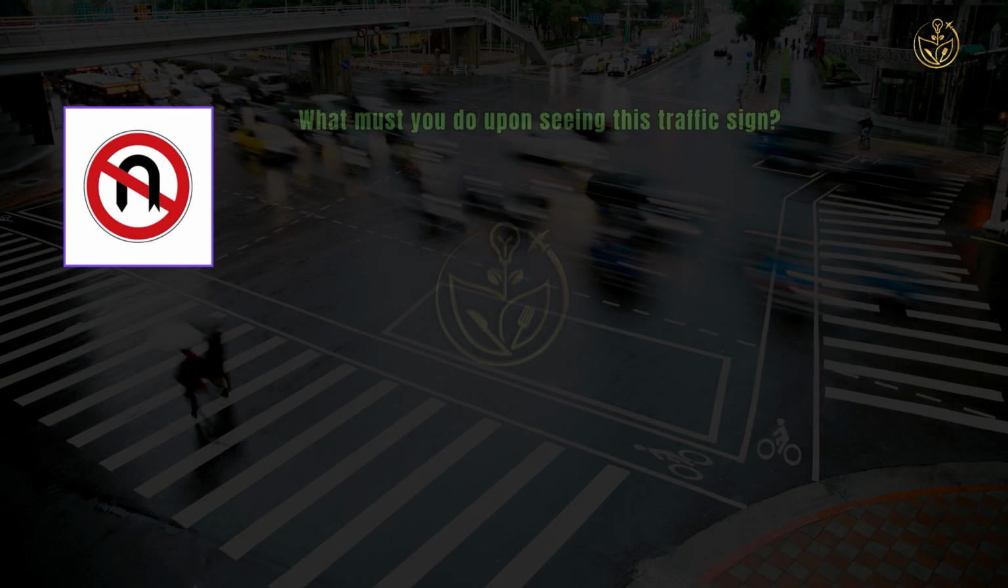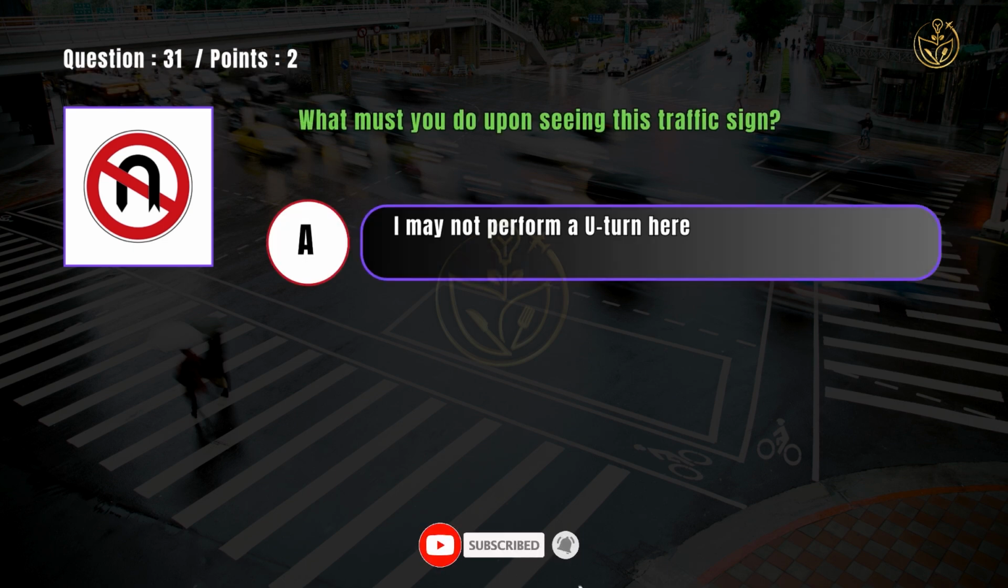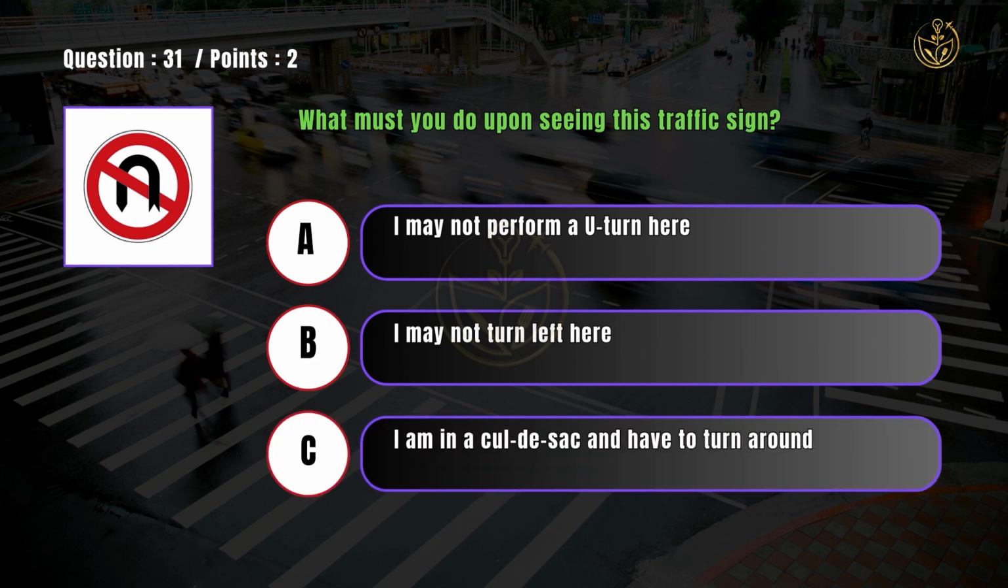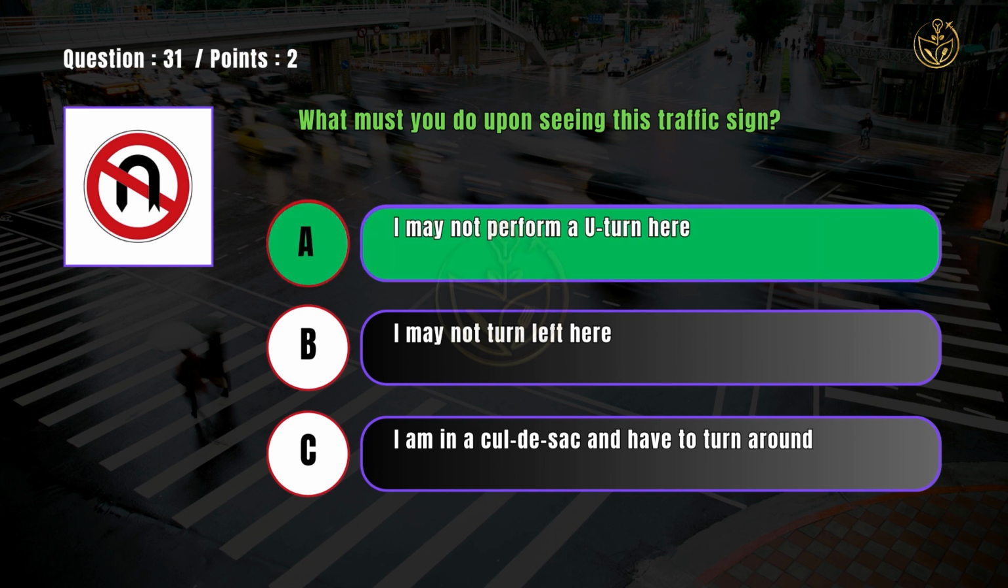What must you do upon seeing this traffic sign? A. I may not perform a U-turn here. B. I may not turn left here. C. I am in a cul-de-sac and have to turn around. The correct answer is A. This sign prohibits U-turns at this location.